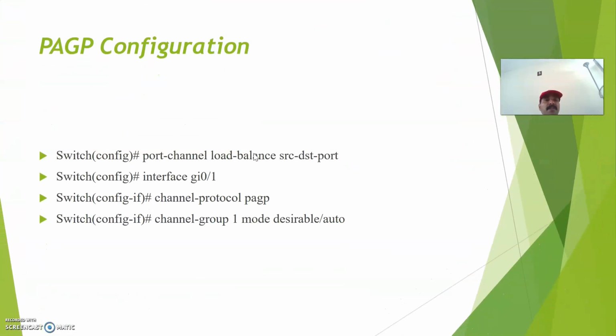So PAgP configuration, how to configure? We have to go to the interface mode, and first we have to specify the protocol, that is channel-protocol PAgP, and after that I have to configure the mode, whether it is auto or desirable mode. One switch I have to configure in desirable and the other switch should be in auto mode, right? So these are the PAgP modes. Either it should be auto-desirable or desirable-desirable to form an EtherChannel. If both are in auto mode, it will not form an EtherChannel.